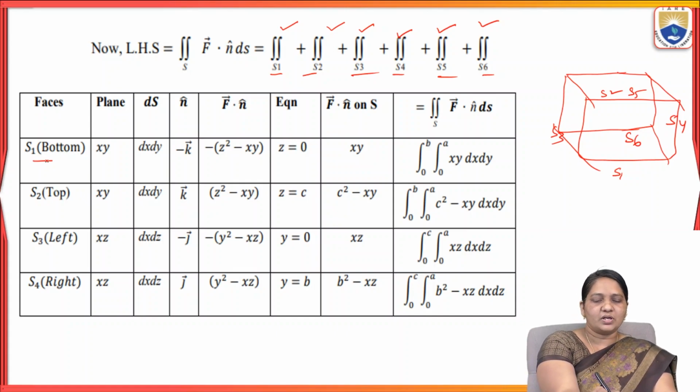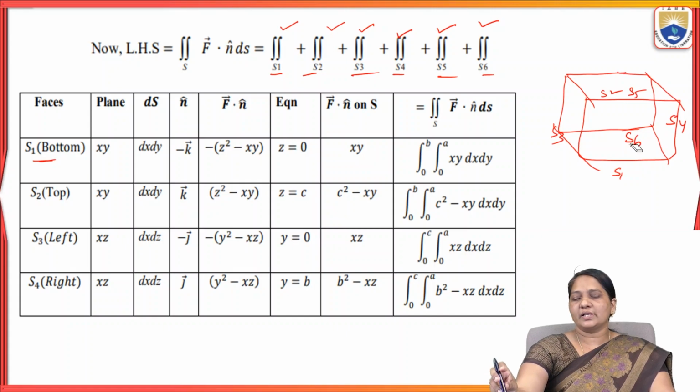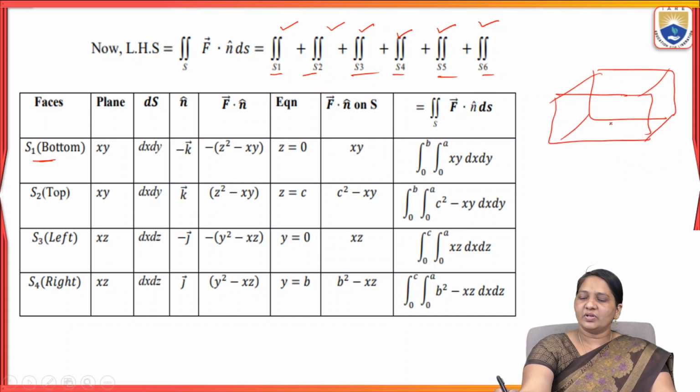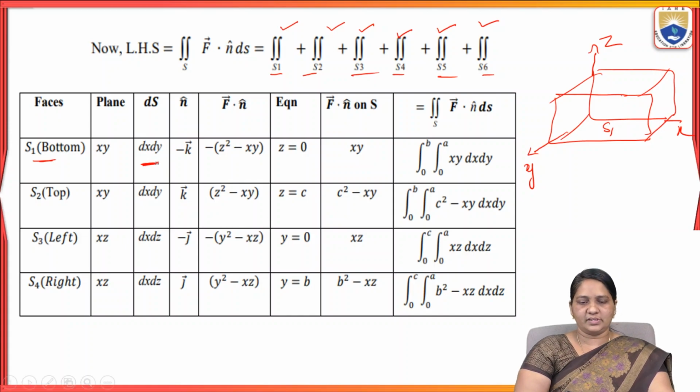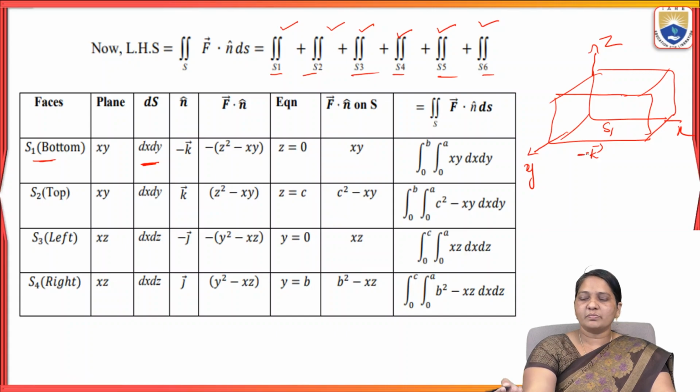So that's why first we are taking S1. S1 we are taking as the bottom. If S1 is the bottom, that will be in the XY plane. This is the X, this is the Z. So S1 is in the XY plane. That means we have to take dS as dx dy. Here we are taking the bottom. If it is in the XY plane, the remaining direction Z is k bar, so we are taking this one as minus k bar.